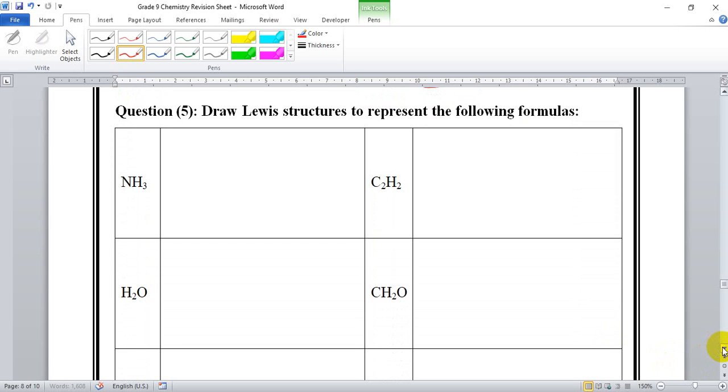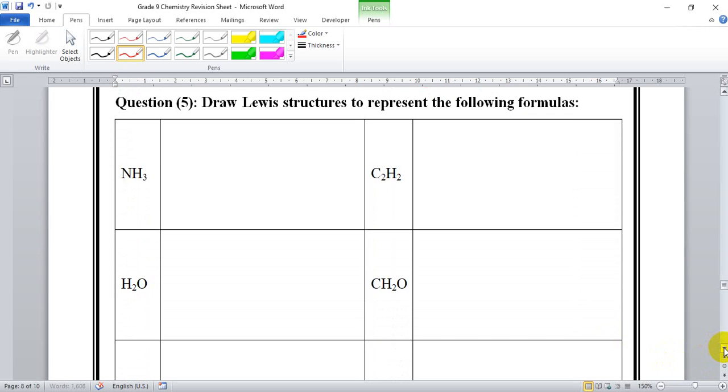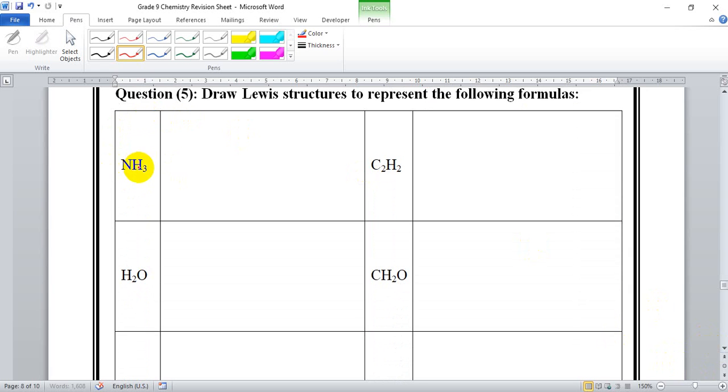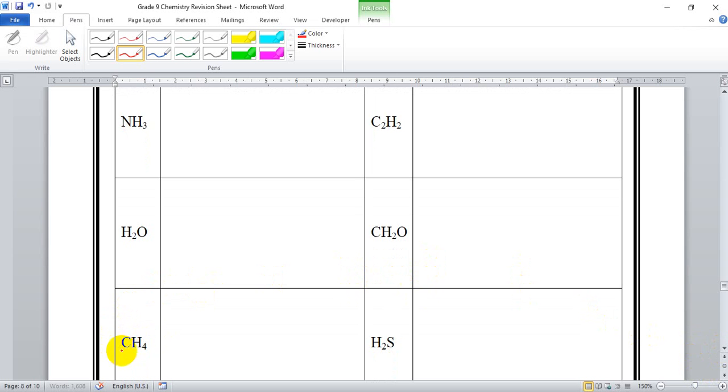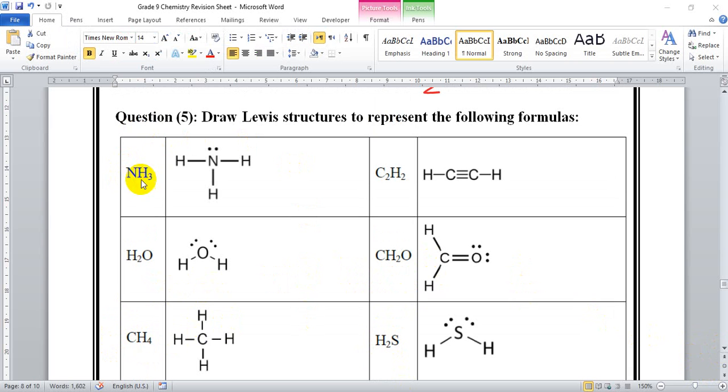Question 5. Draw Lewis structures to represent the following molecules: NH3, H2O, C2H2, CH2O, CH4, and H2S. So for NH3, here N has 1 lone pair and 3 bonds with hydrogen.